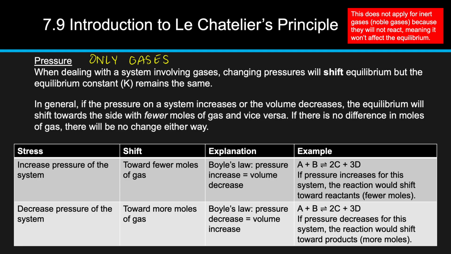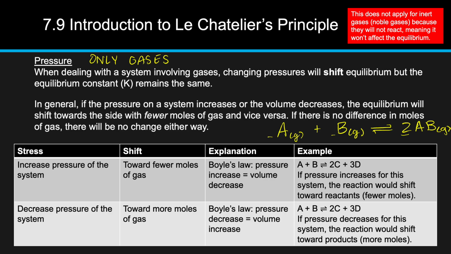side of your equation. So if you have something like A, which is a gas, plus B, which is a gas, reacts to form 2AB, which is also a gas, we have 1 plus 1, or 2 moles of gas on the left and 2 moles of gas on the right. So if we were to increase or decrease pressure, we're not going to move in either direction, or we're technically going to move in both directions simultaneously, because there's not one side that has less or more moles. So watch out for that.